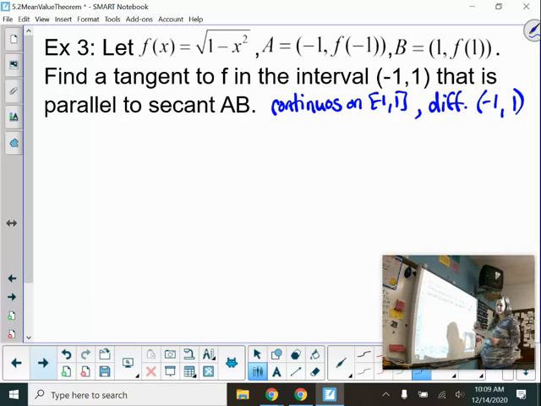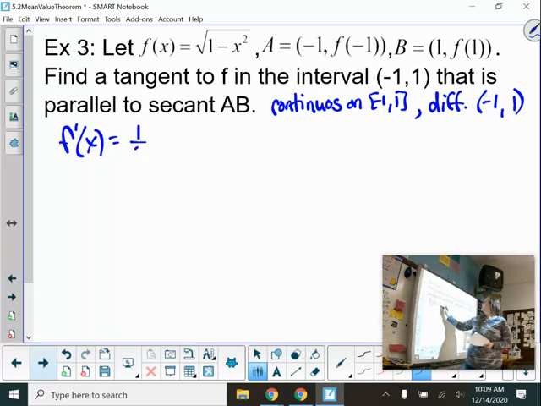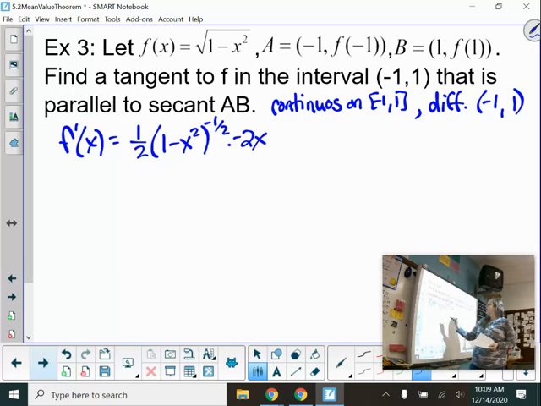So we have our f prime is going to be 1/2 times (1 minus x squared) to the -1/2 power times -2x. So cleaned up, that's going to be -x over (1 minus x squared) to the 1/2 power.